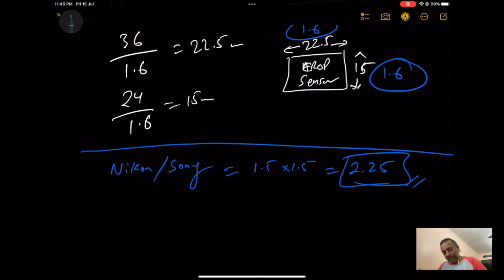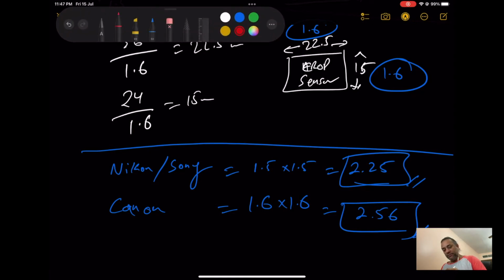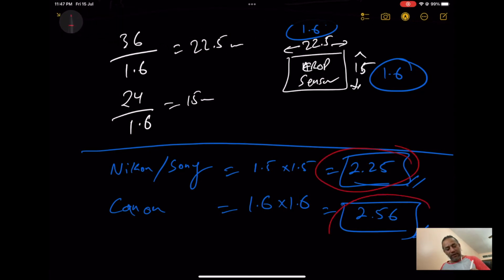For Canon, we are going to have 1.6 multiplied by 1.6 because width and length. So that's why I'm multiplying 1.6 by 1.6 and 1.5 by 1.5, width by length. Because the multiplication factor is affecting both the width and the length of the sensor, that's why we are multiplying them. So that is equal to 2.56. So now keep those two numbers in mind, which are 2.25 and 2.56. Just keep those two numbers in mind.